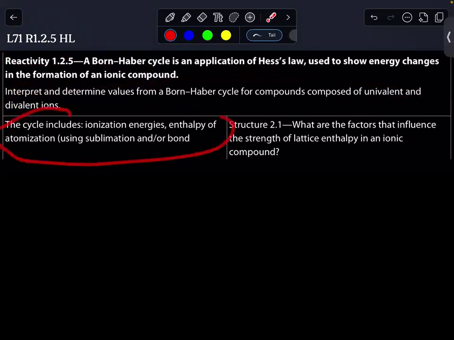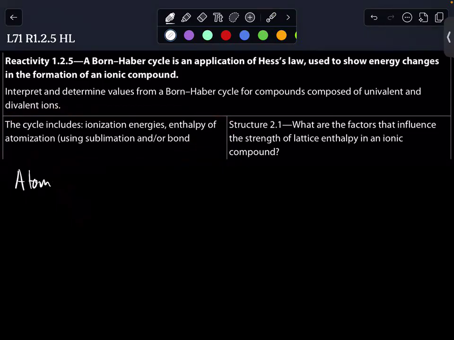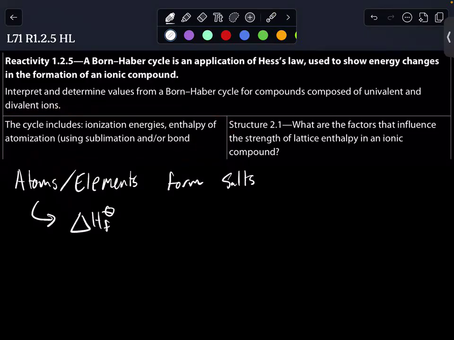The cycle will include ionization energies, enthalpy of atomization, and possibly sublimation or bond enthalpies, which was cut off down here. So, with that said, let's talk about what this actually is. We're talking about how atoms, or elements in the case of diatomic ones, form salts. When we think about that, we're really thinking about delta HF, the enthalpy of formation or standard enthalpy of formation. But that's from individual components. This is actually a simplification.